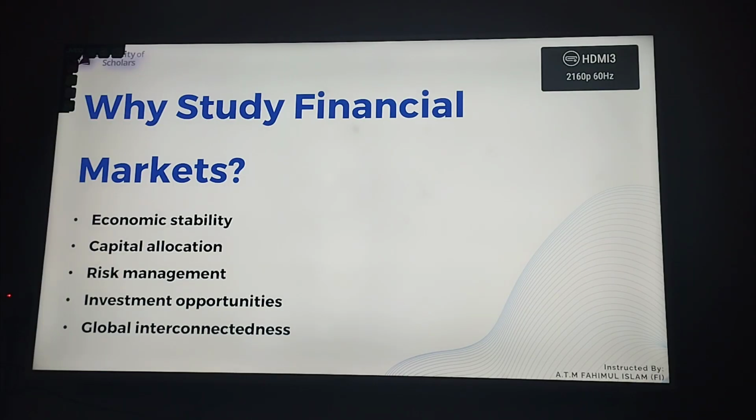These 5 points are not the limit of why we should study financial markets. These are just suggestions, and there can be 15 more, 20 more points. You can find more and more points online regarding why we should study financial markets, but these are more or less the basic and major points.